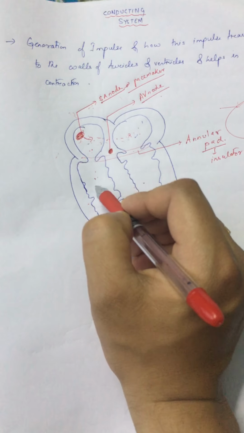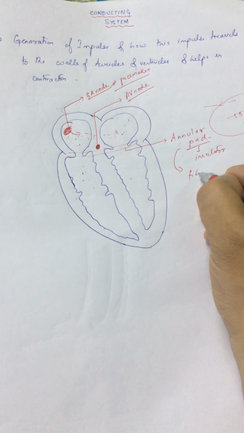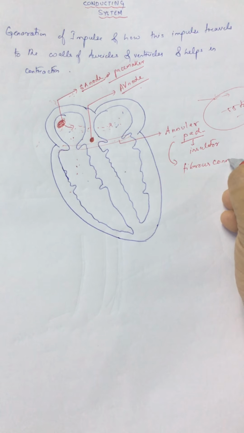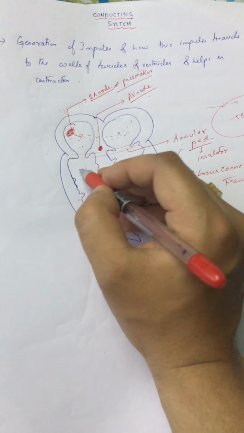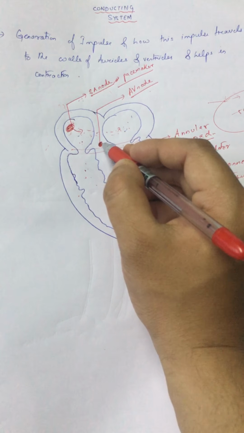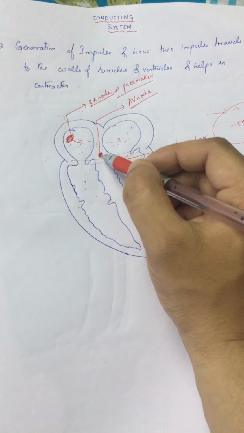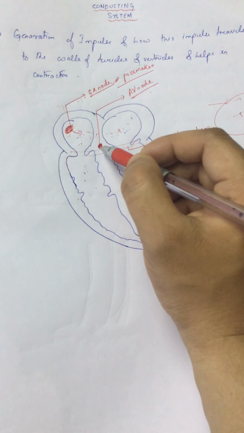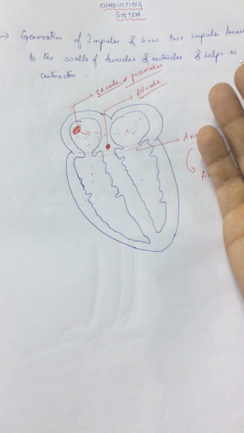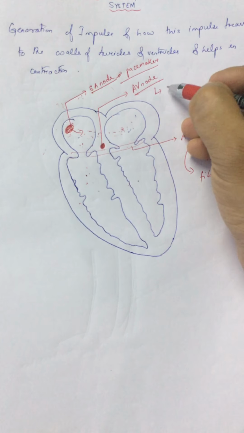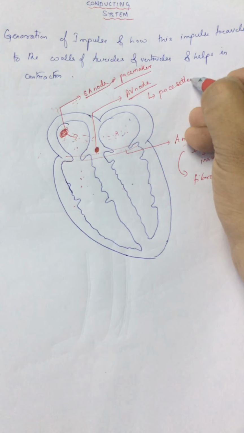Why does the impulse not go to the ventricle directly? Because of the presence of the annular pad, which is a fibrous connective tissue, and it prevents the impulse from passing from the auricles to the ventricle. So there is a need for the second part of the conducting system, the AV node. This AV node is going to transmit the impulse received from the SA node, and it is also going to slow the rate. The SA node determines our heart rate, so it is also called the pace setter of the heart.